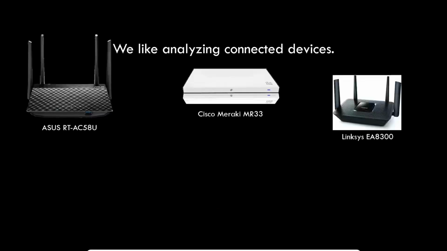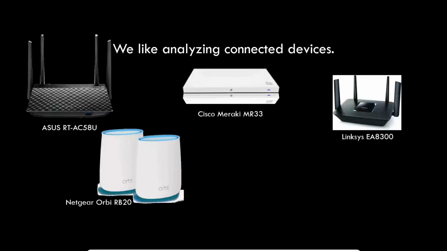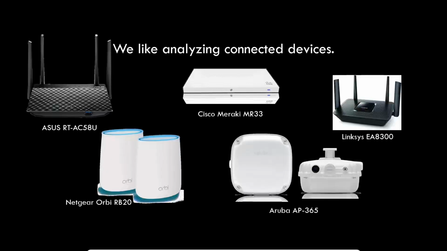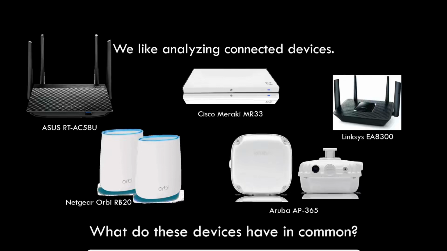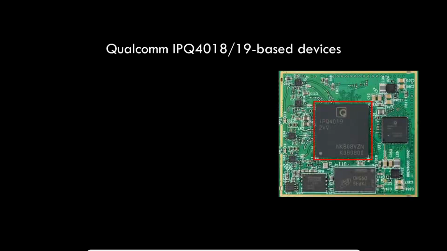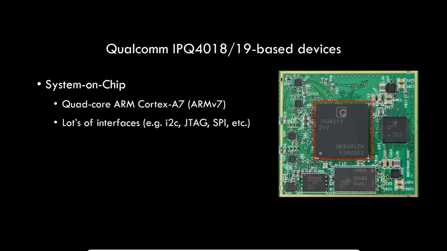Let's get started. We like analyzing connected devices. Here you see a few examples. There are routers, but there are also some Wi-Fi extenders and also some other unexpected devices from Aruba. And what do they have in common? Well, basically, they have in common the same SoC, system on chip. They are all Qualcomm IPQ4018 and 19 based devices.